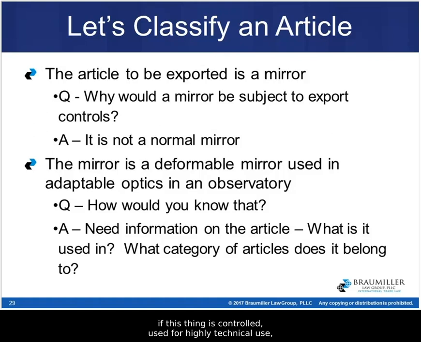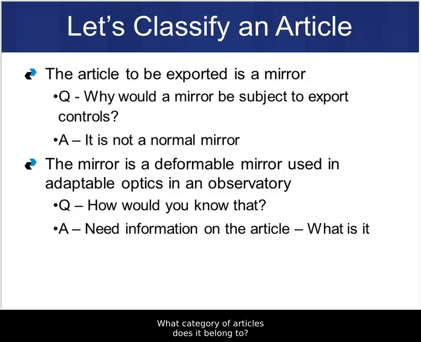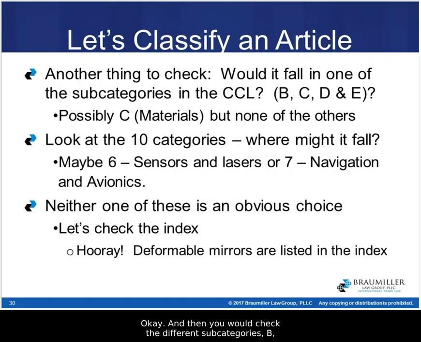It's used for a highly technical use. But how would you know it's used for optics in an observatory? Well, you would have to have done some diligence within your organization to know that. So you need information on the article. What is it used in? What category of articles does it belong to? Okay, and then you would check the different subcategories, B, C, D, or E.